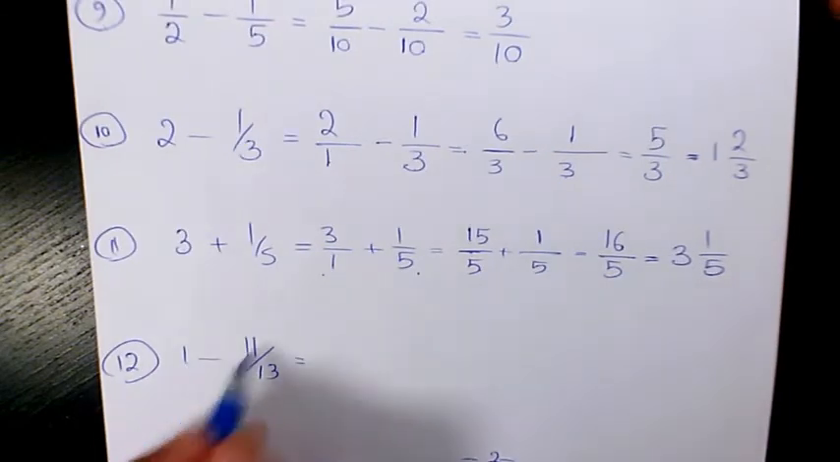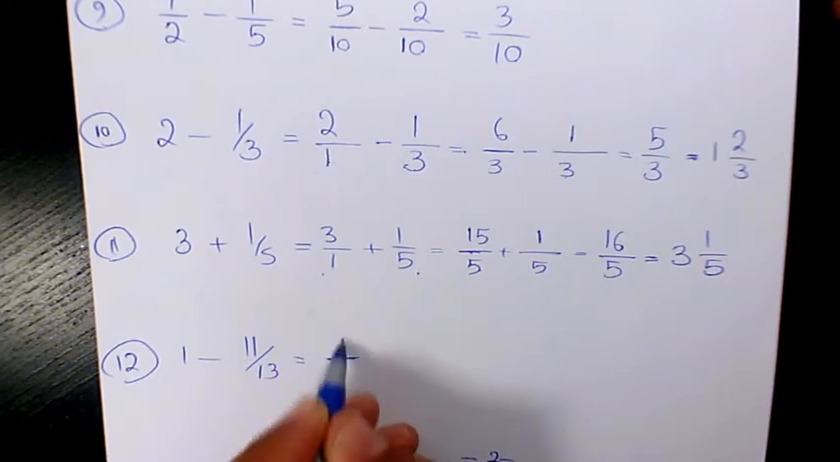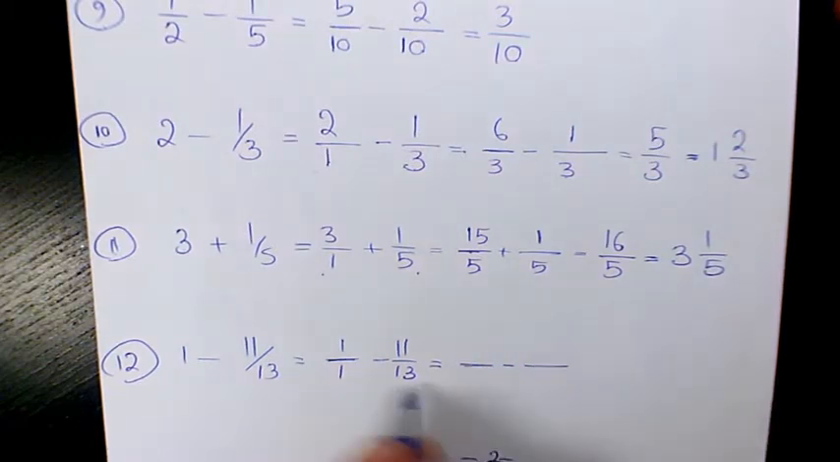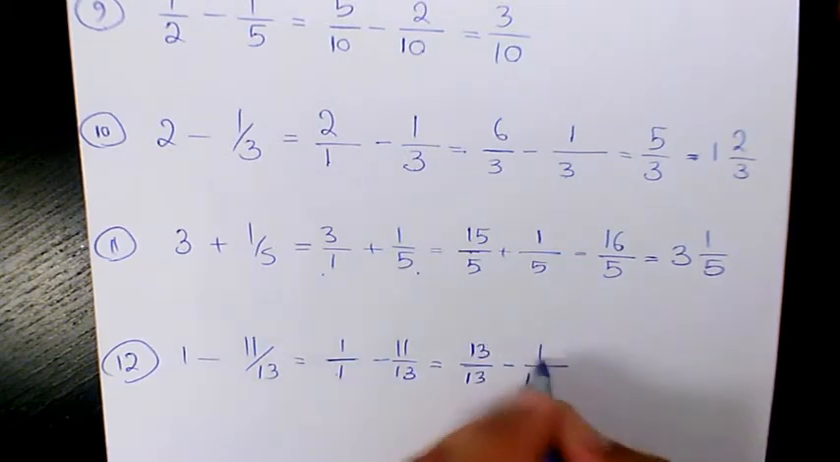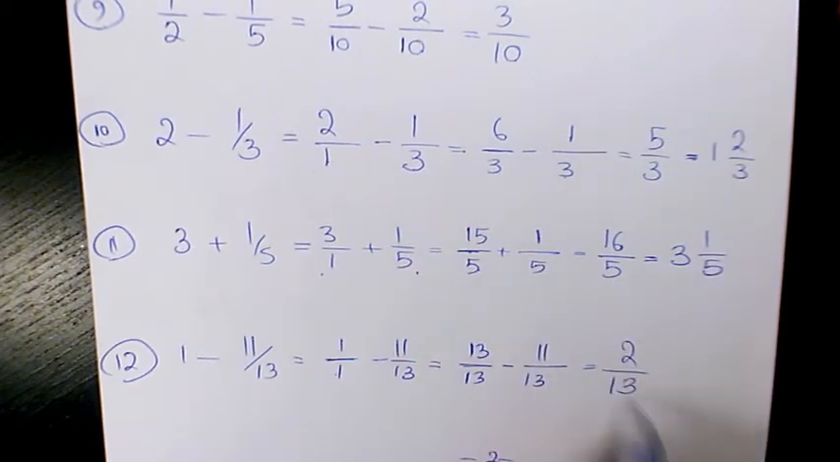Next, we have 1 minus 11 over 13. 1 is the same as 1 over 1 minus 11 over 13. The common denominator of 1 and 13 is going to be 13. 1 times 13 becomes 13, so we multiply the same thing here. 13 minus 11 is going to be 2 over 13.